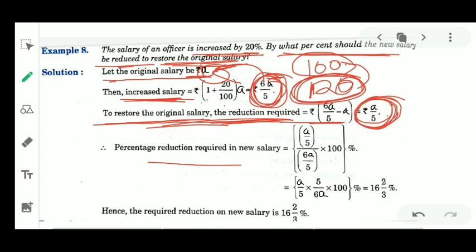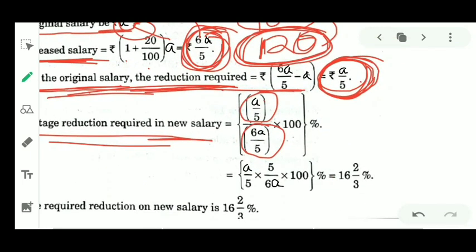Now the decreased percentage, that is the percentage reduction required in the new salary, will be, as per the formula, decreased value by original value. Decreased value is A by 5, and the original value is 6A by 5, that is the increased salary. So A by 5 divided by 6A by 5, into 100. Now you can write A by 5 into 5 by 6A into 100. So A will be cancelled here, 5 is also cancelled. 100 by 6, 2 into 50 is 100, 2 into 3 is 6.